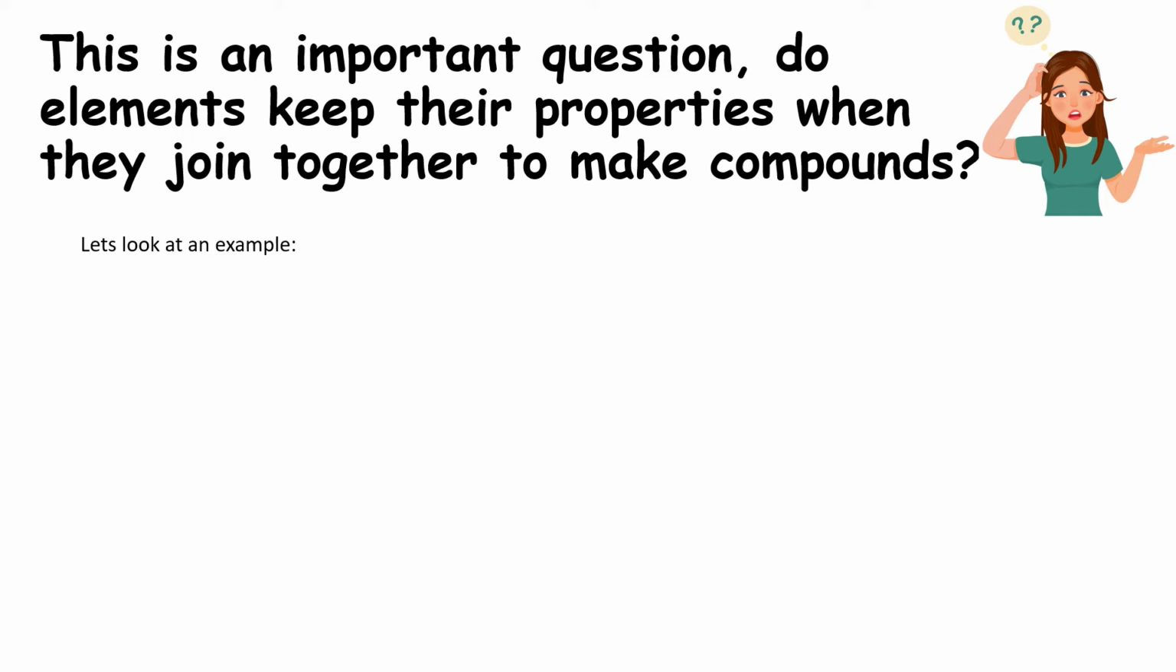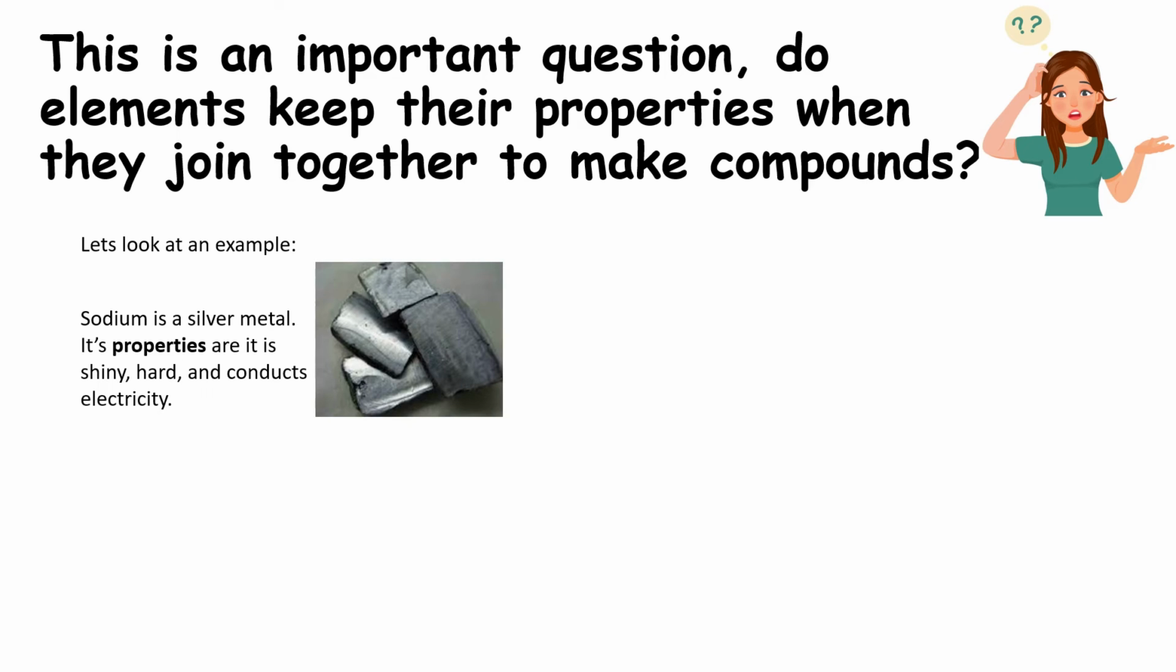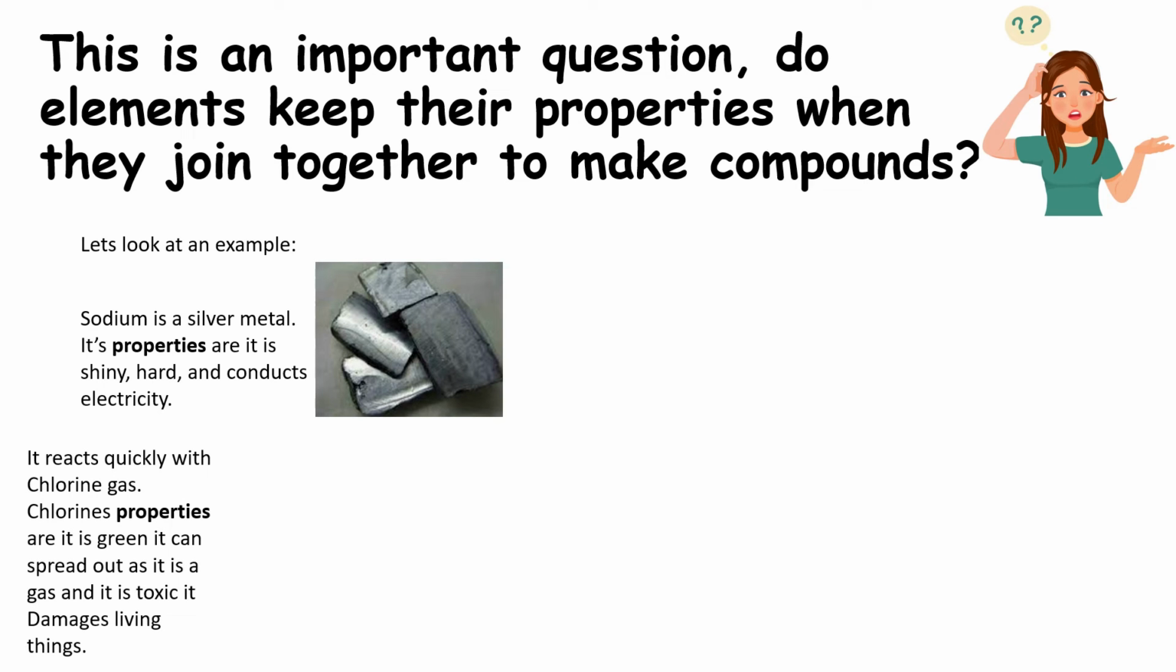This is an important question. Do elements keep their properties when they join together to make compounds? Let's look at an example. Sodium's a silver metal. Its properties are shiny, hard, and it conducts electricity. Chlorine gas is green, it's toxic, it spreads out, it damages living things.